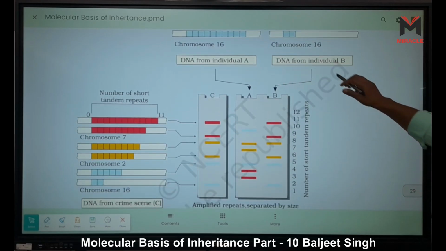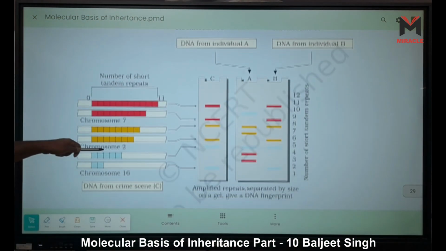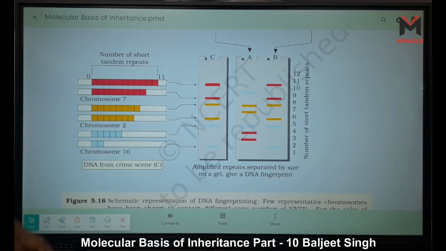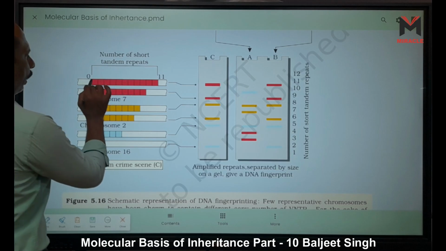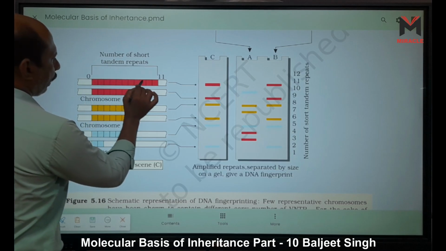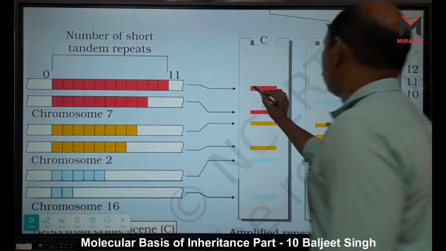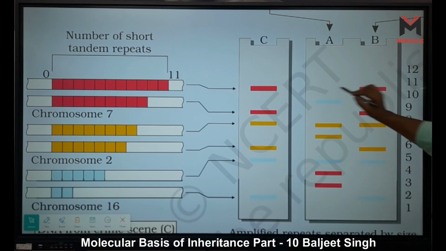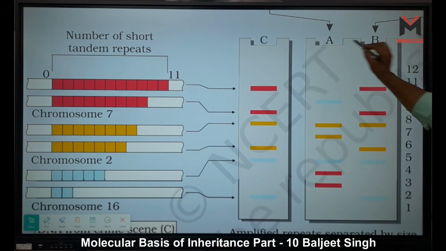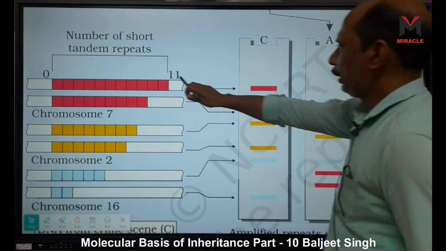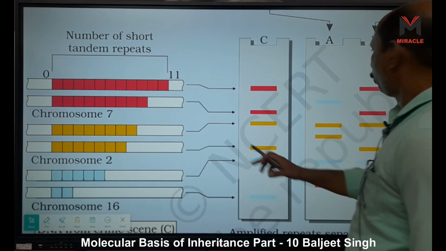DNA from individual A, DNA from individual B. Now this is the DNA from individual A. Number of short tandem repeats, you can see here. This is chromosome 7. Number of short tandem repeats, how many are there? 1, 2, 3, 4, 5, 6, 7, 8, 9, 10, 11. 11 is given, right? But here what is given? Look here. Both of these are C. And this AB, we have 2. And these 2, we know, this matches this one, right? This is the 11 on chromosome number 7, right?